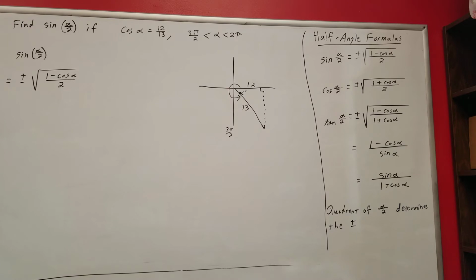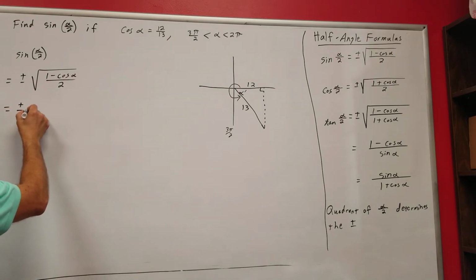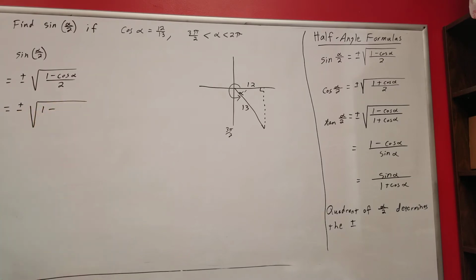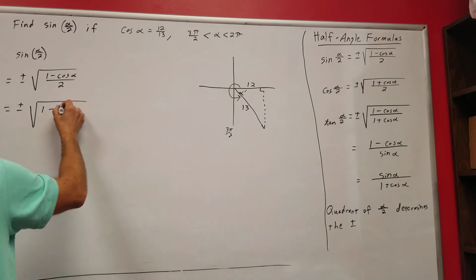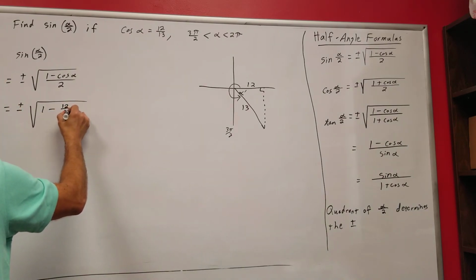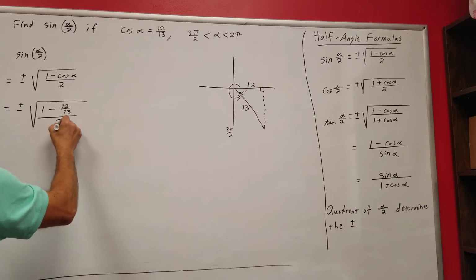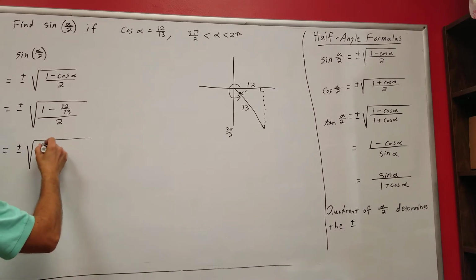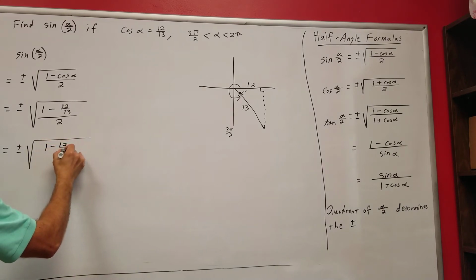All right, let's see. It's going to be plus or minus the square root of 1 minus, what's the cosine of alpha? They give me that. That's 12 over 13, all over 2, right? I'll deal with the plus or minus in a minute, okay? 1 minus 12 over 13, over 2.